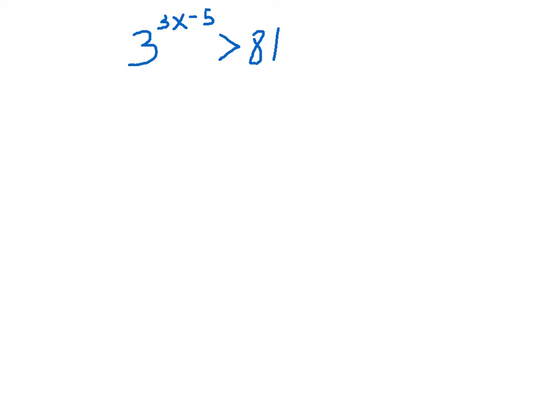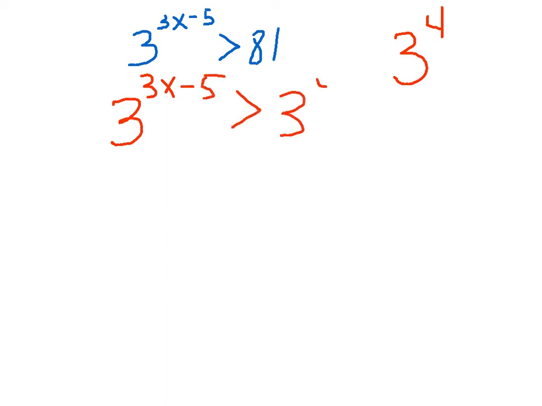Okay, last problem where we're going to make the bases the same. On this one, on the left-hand side, I have a base of 3. On the right-hand side, I have 81. So what I'm thinking in my head is 81 is really 3 to the 4th power. I could solve this using logarithms, but if I can make the bases the same, that's going to be the easiest, fastest way, at least I think. So I'm going to have this on the left-hand side, and 3 to the 4th power on the right-hand side.